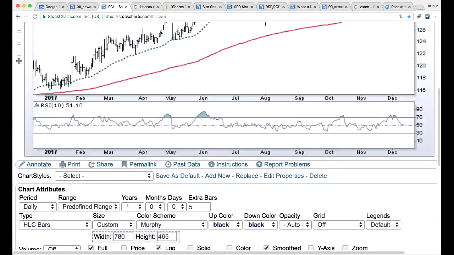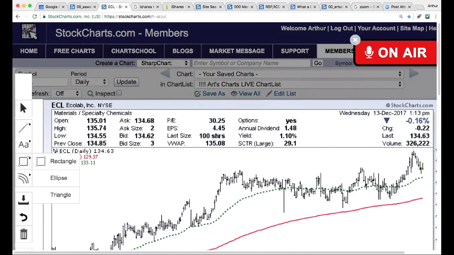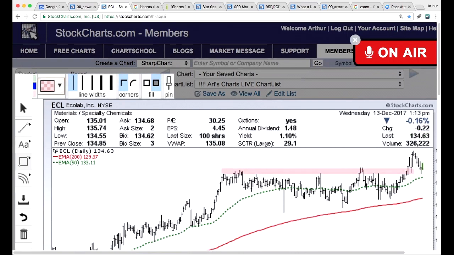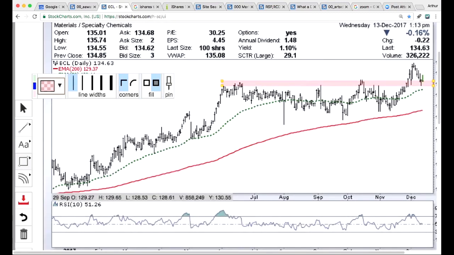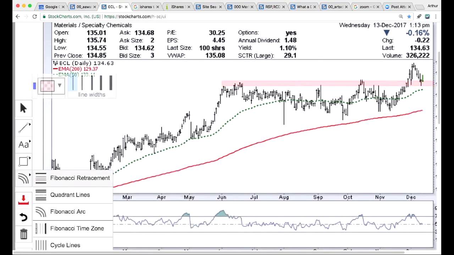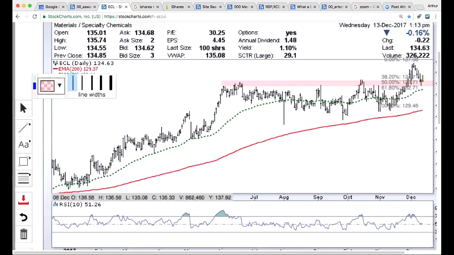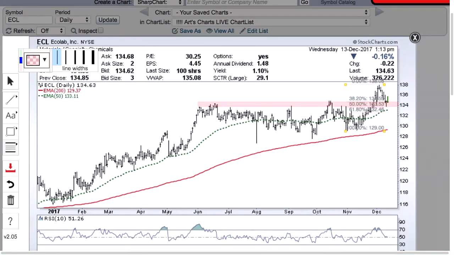I'll put on the annotate. You can see what would be a resistance zone turning into a support zone. So we've had a breakout and a throwback, and now we're testing this breakout zone. I could put on the Fibonacci's, and you can see that it's about a 50% retracement roughly so far, which is fairly normal if you're doing two steps forward and one step backward type of thing here.